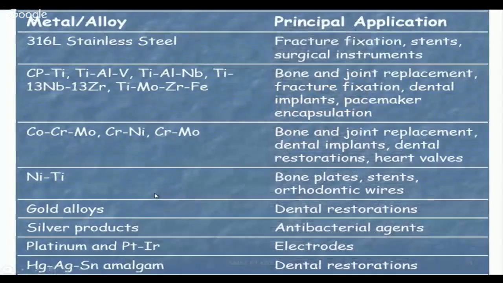Pardon? Einor Orthopaedics. Okay. They have hinge joints, hip joints, knee joints, nails, plates. Okay. So 316L stainless steel is used for fracture fixation, even stents and surgical instruments.